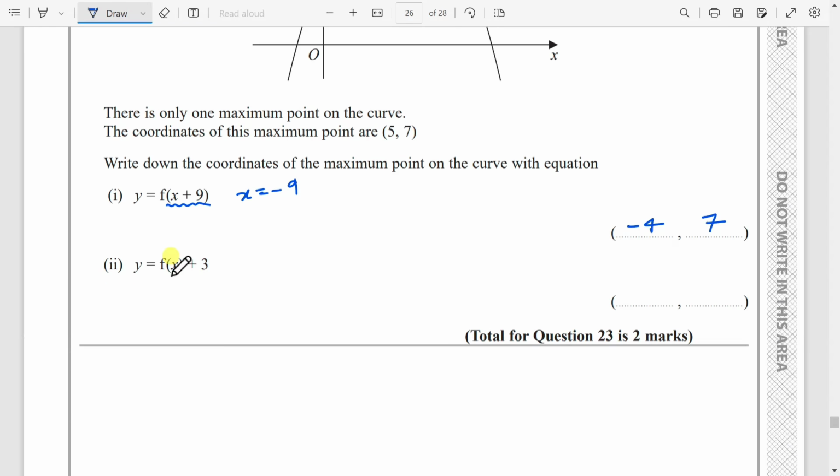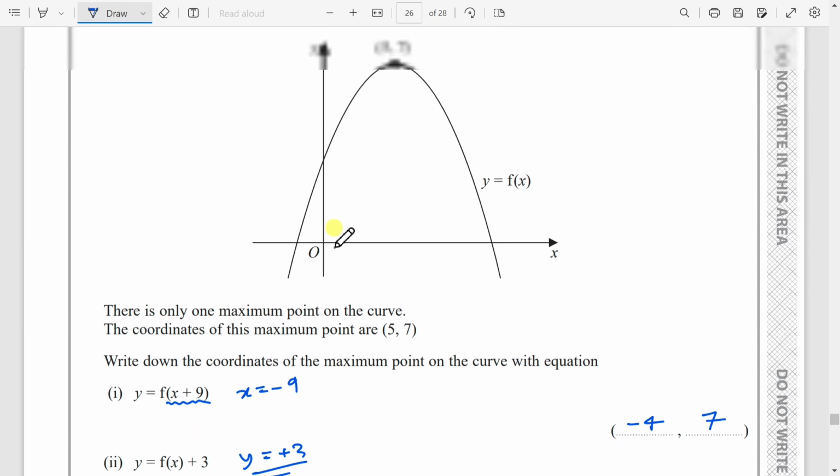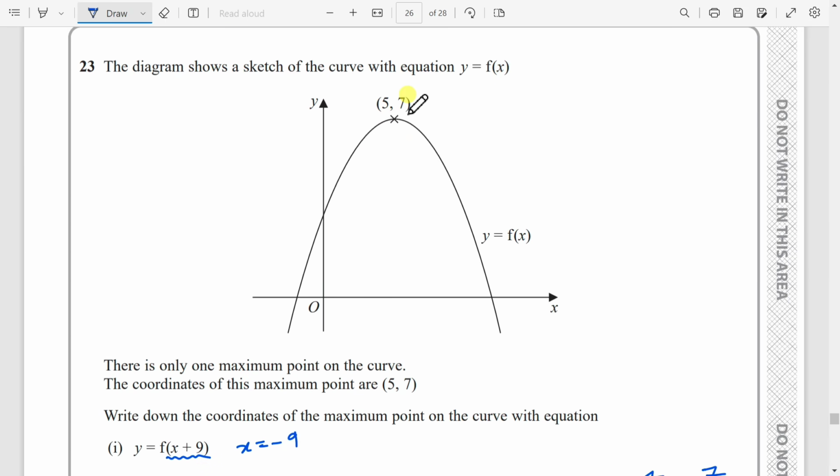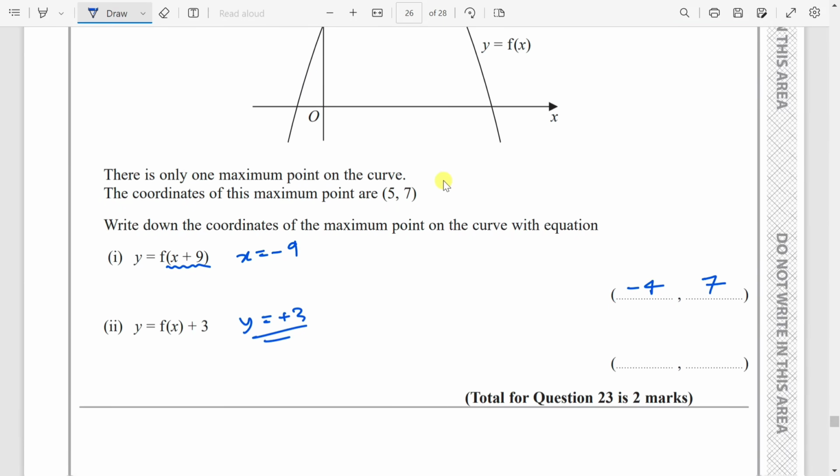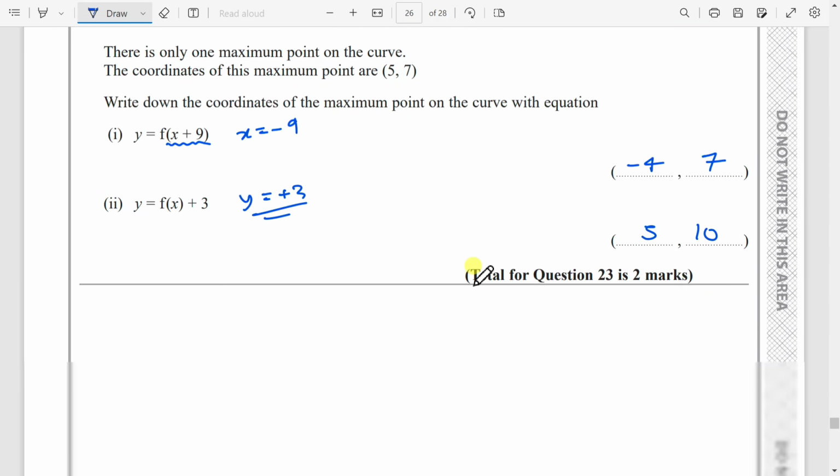Likewise for this one, you've got plus 3 on the outside. All this means is that y equals plus 3, so this one is exactly as it says. Same thing applies. Just add 3 to the 7 and you get 10. So the coordinate is 5, 10. This is crazy, you know? After coming from vectors, this is literally a minute.